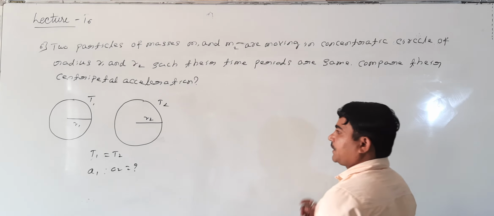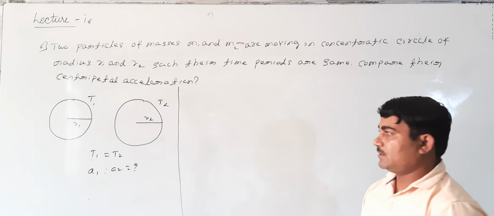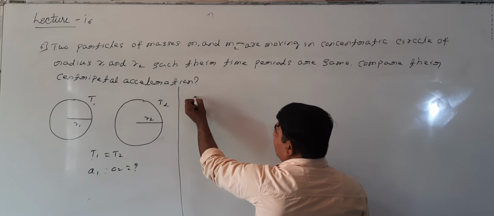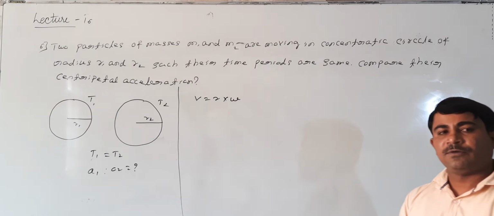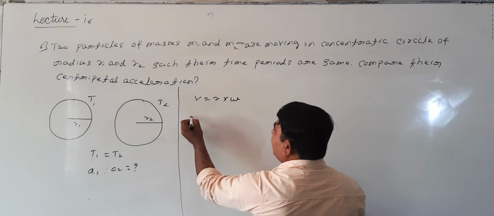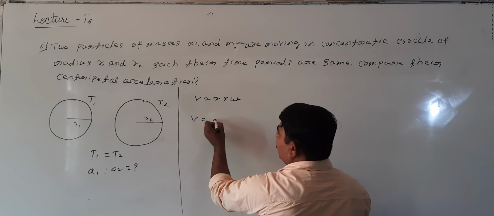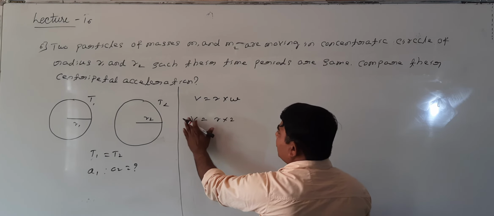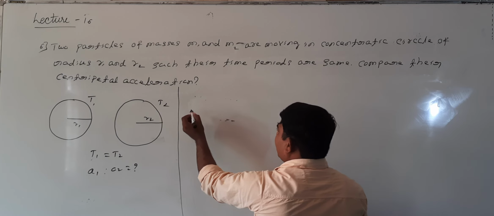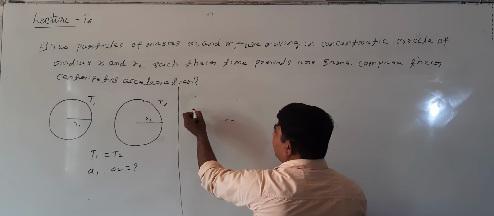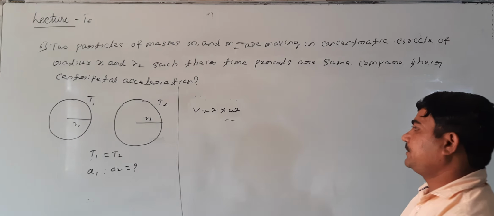See here, both particles are moving with different radius but the same time period. We know this relation: v equal to how much? v equals r into omega, right or wrong? Generally omega, what is omega here? Omega equal to v by r. See here, v is equal to r into omega, v is equal to r into omega, right?